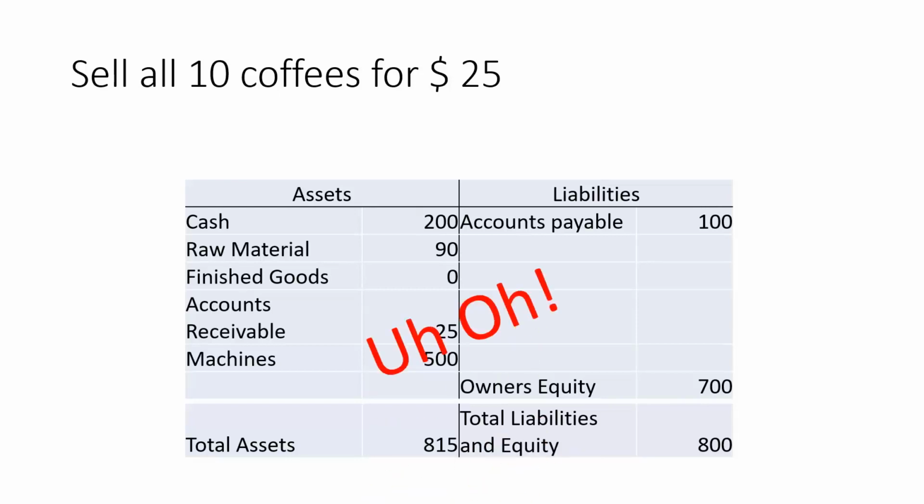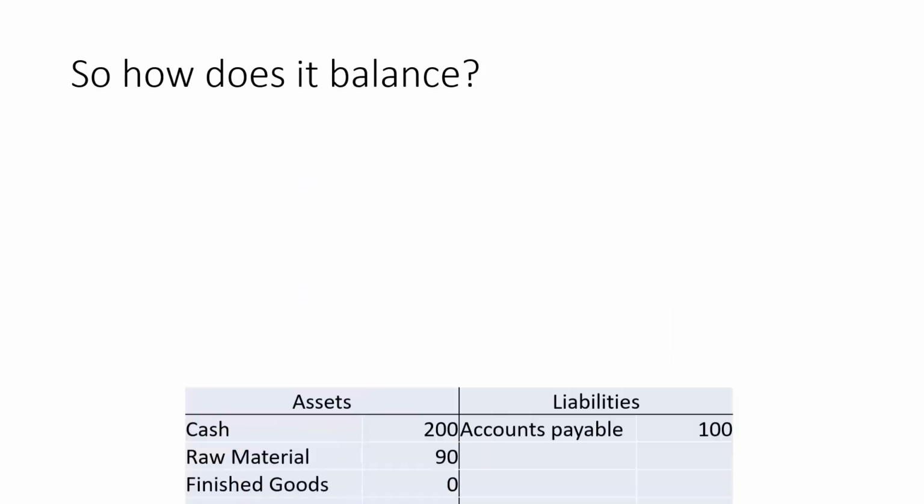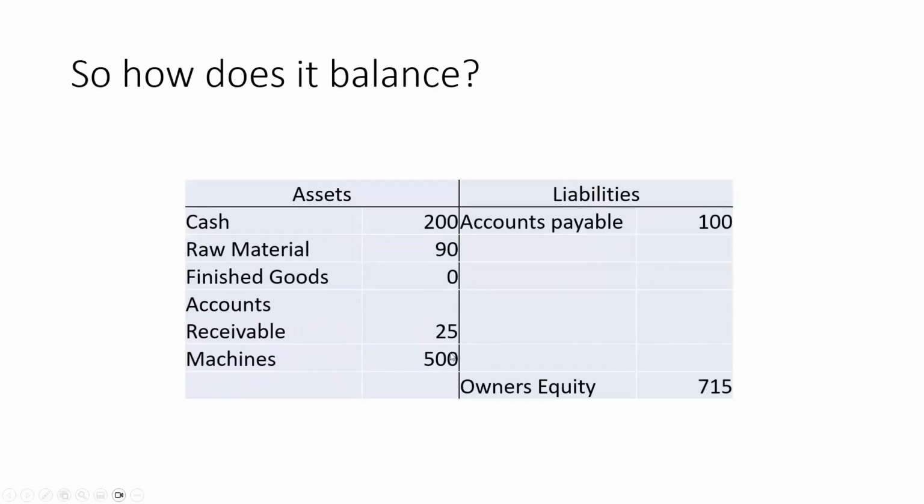So how do we balance it? Well, the point to note here is that we have made sales worth $25 based on $10 of finished goods, which means essentially we've made a $15 profit, and that profit goes to owners. Therefore, that is also going to be called retained earnings. Here, we've just combined it for simplicity into owner's equity.